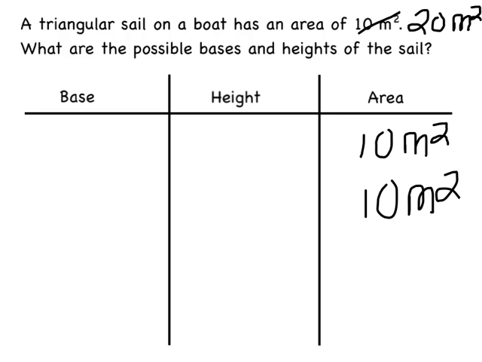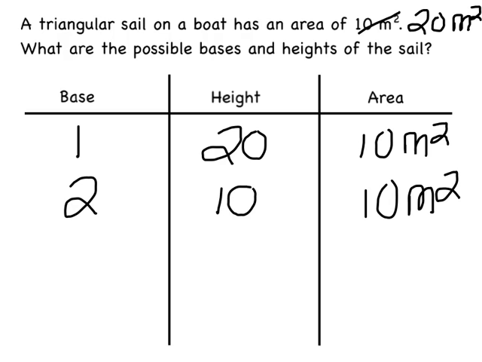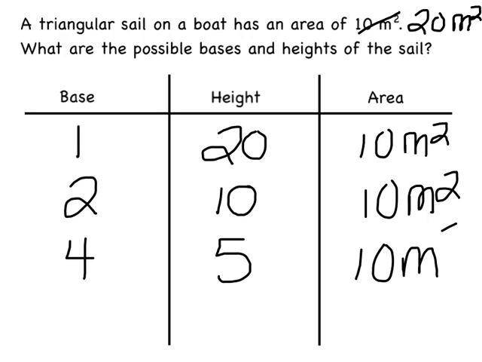Okay? However, we have to think that we're actually finding numbers that multiply together to equal 20 and not 10. So the base of the sail could be 1 meter and the height could be 20. Or again, vice versa. It could be 20 and 1. It can also be 2 and 10. It can be 4 and 5, or 5 and 4, and the area would still be 10 meters square.